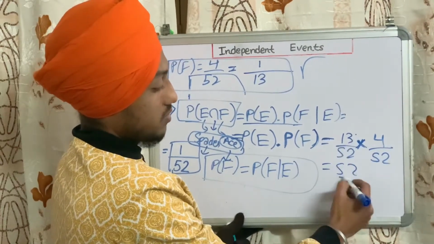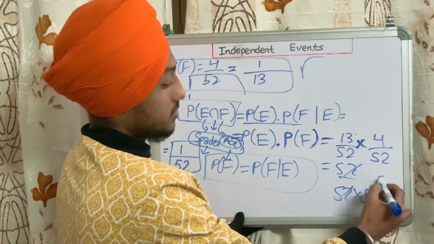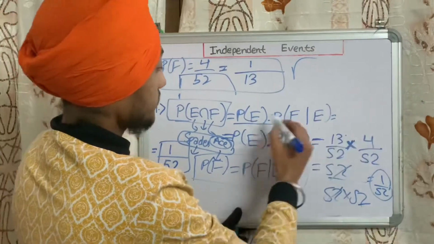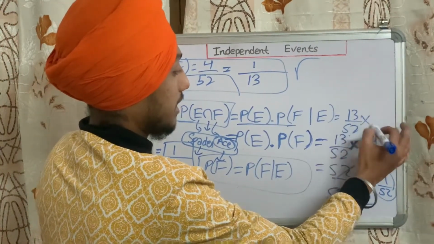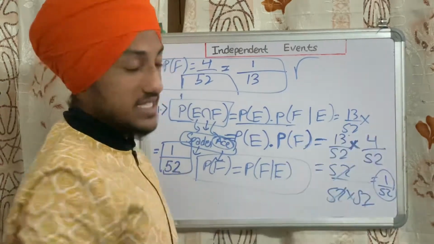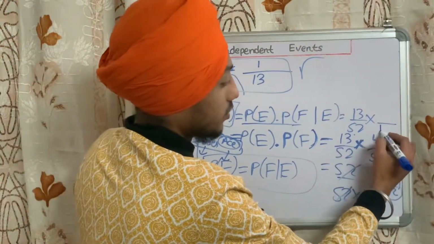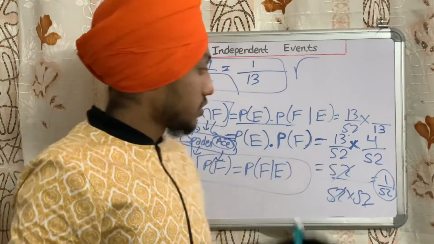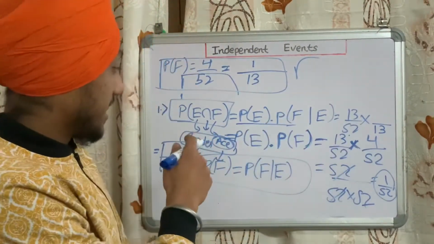So 52, which is again 1 by 52, which matches with our result when we put it here, 13 by 52. Also, because E has already occurred, we're going to confine our answer to only 13 events. Since E has already occurred, we're going to choose F events, which is denoted as ace.